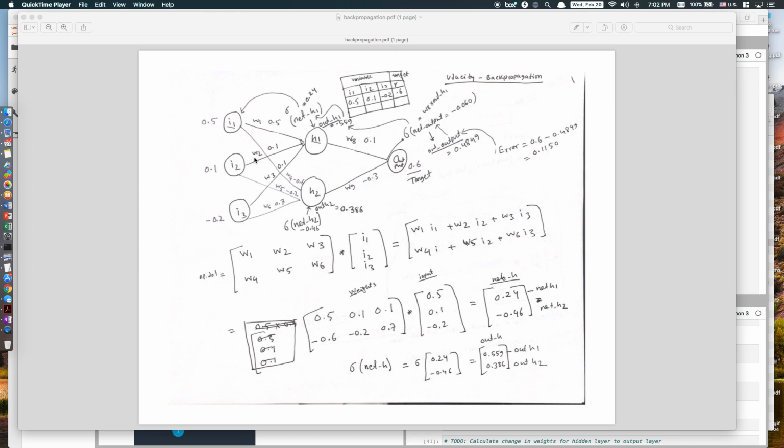If we want to change w2, we will multiply the error, the derivative of this value, the derivative of this value, and this input, and we will also multiply with the learning rate. That value will be subtracted from w2. That will be our new w2. This is how backpropagation works. This is very simple.